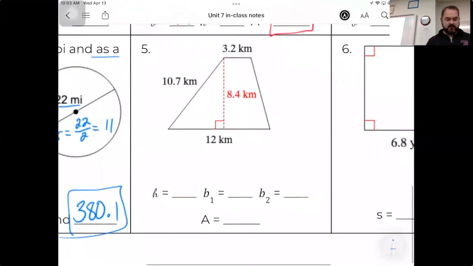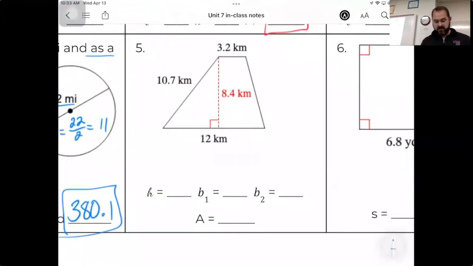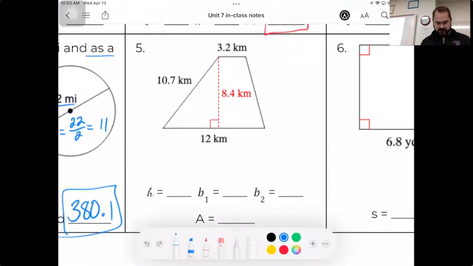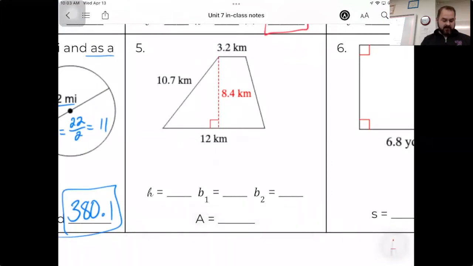Number 5 is a trapezoid. So we need to start with the area formula for a trapezoid. If you think of it that first way I showed you, we're going to do the average of the bases. So I'm going to do b1 plus b2 all divided by 2 times the height.